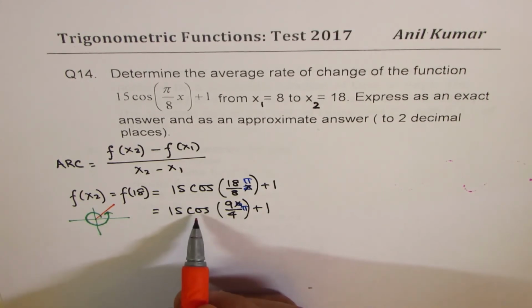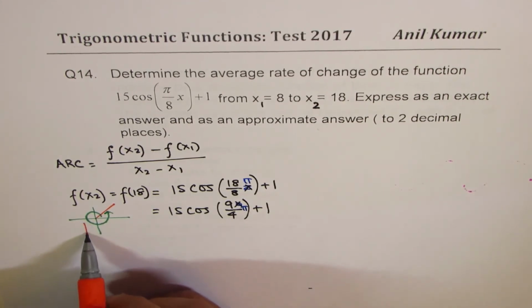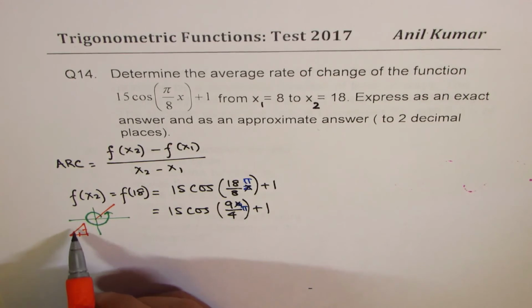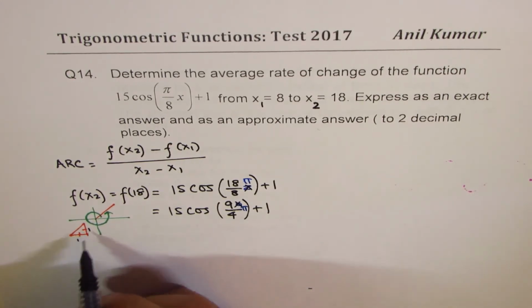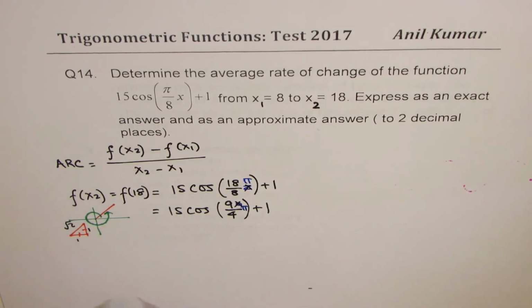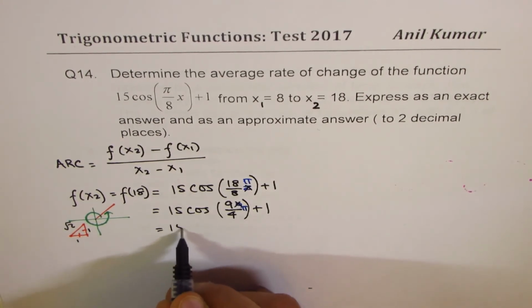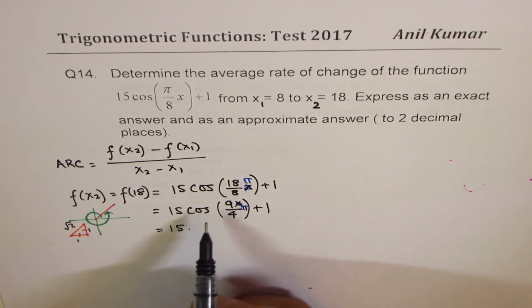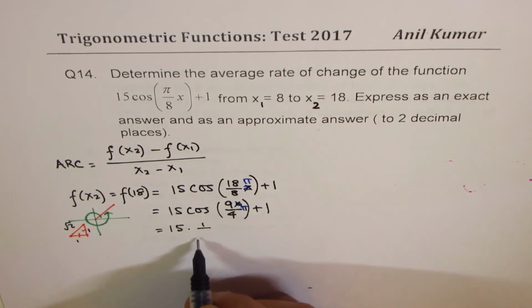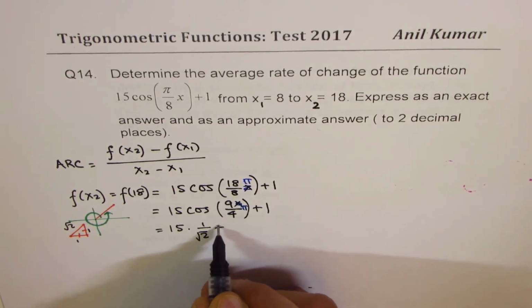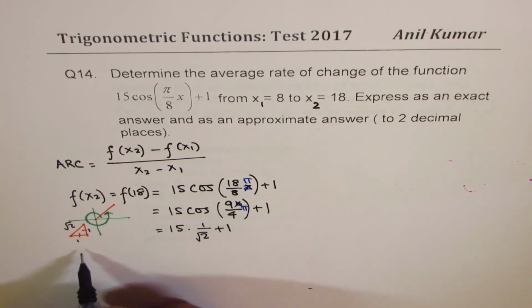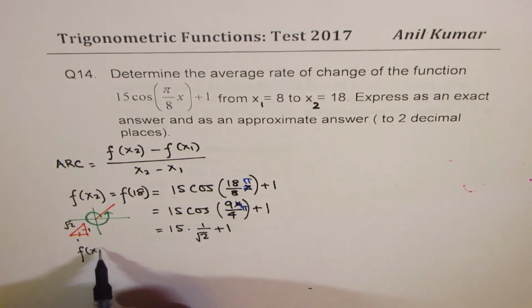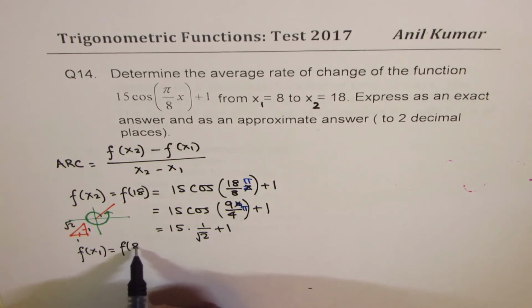And for pi by 4, the cos function is 1 over square root 2. So you can have a special triangle where, for pi by 4, the sides are 1, 1, square root 2. So you could write this value as 15 times 1 over square root 2 plus 1. So that becomes f of x2.